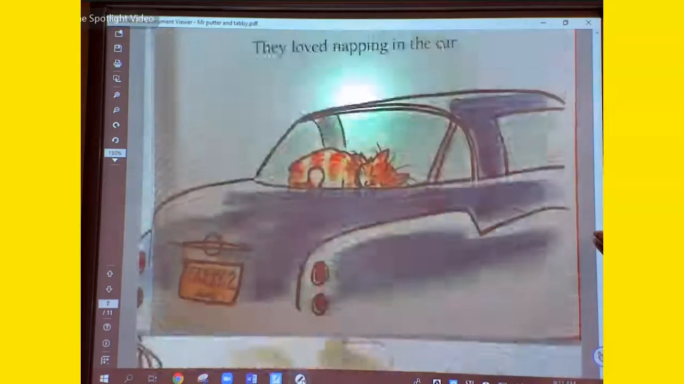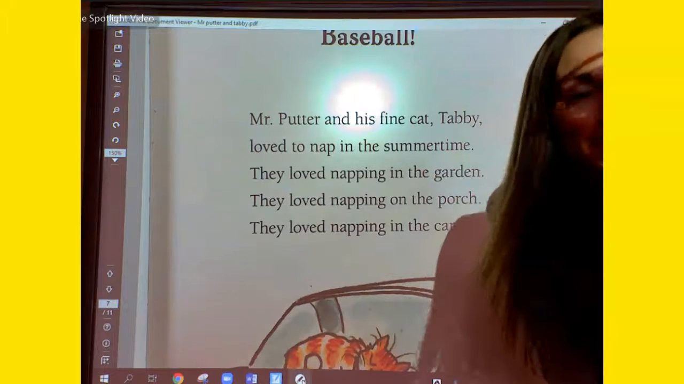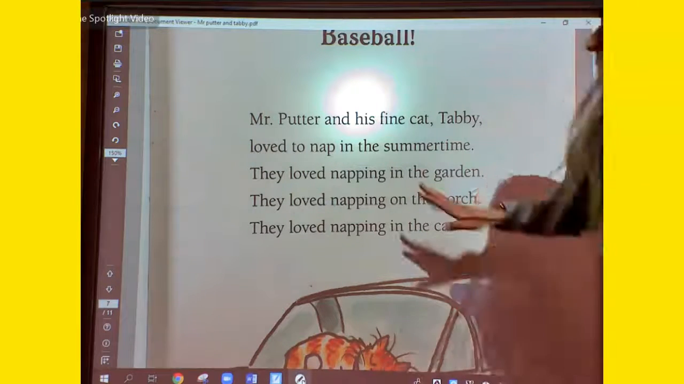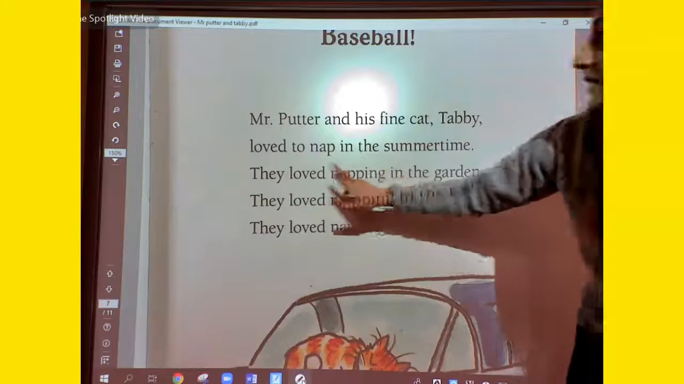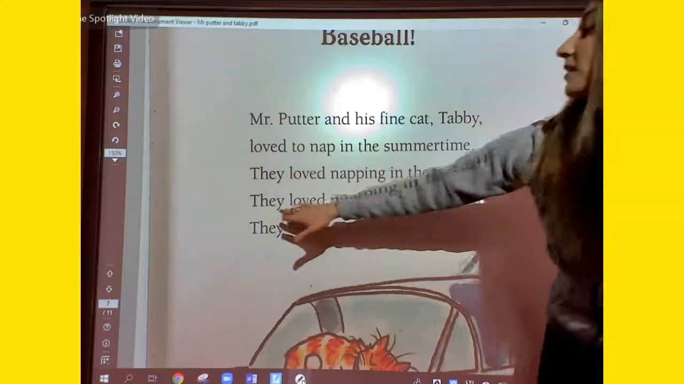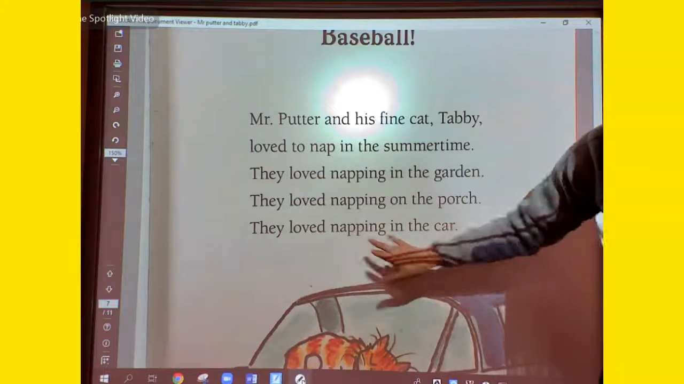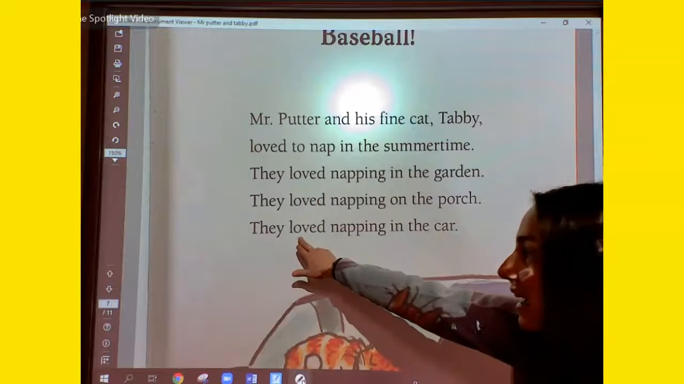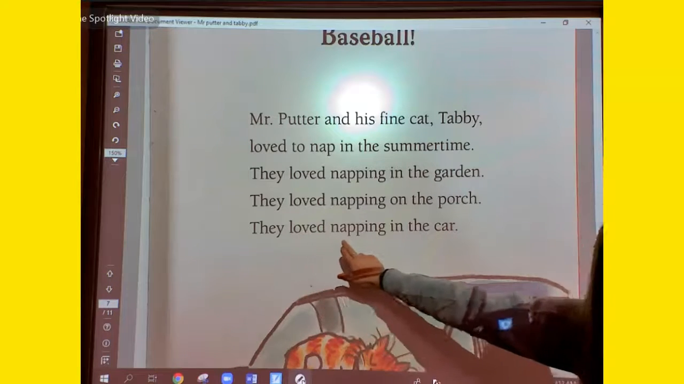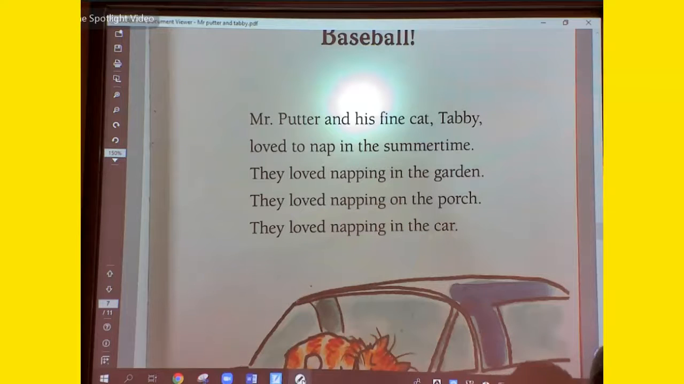And if I go back to this page, I'm going to be discovering so many things about these characters, okay? Mr. Putter and his fine cat Tabby love to nap in the summertime. They love napping in the garden. They love napping on the porch. They love napping in the car. So Paulina, what do these two like to do? They love to nap. And I can see that in the story because it says love, loved, and the word napping is here a lot. So they like to nap together.